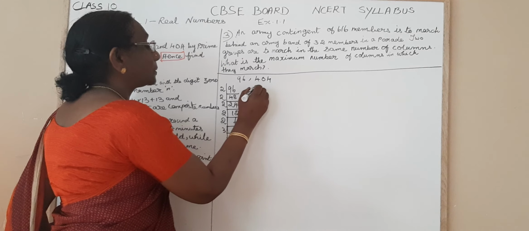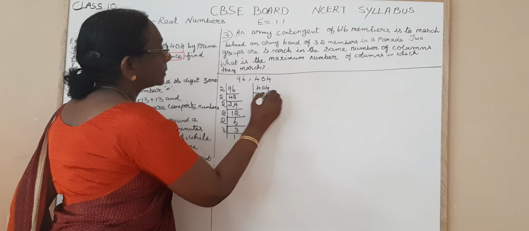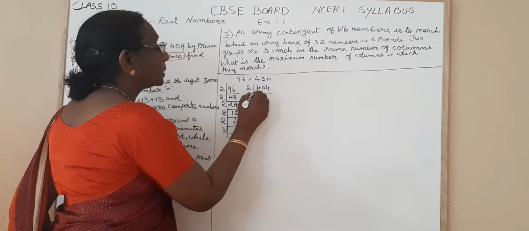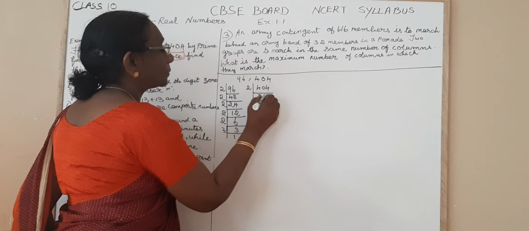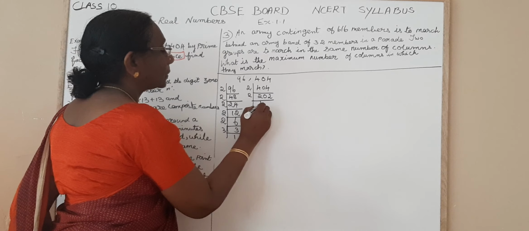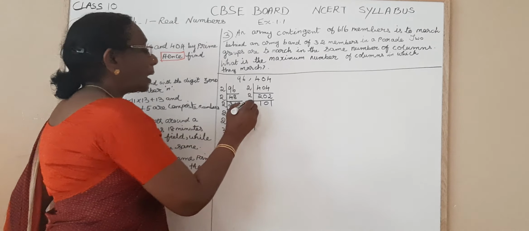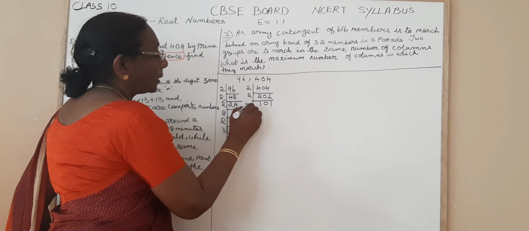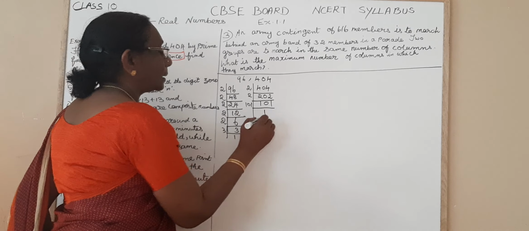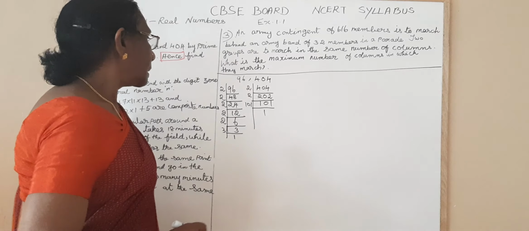Now next 404. It is divisible by 2. 2 2s are 4, 0, 2. Again this is divisible by 2, 1, 0, 1. And 101 is a prime number. So we can stop with it. We cannot factorize further. Okay.